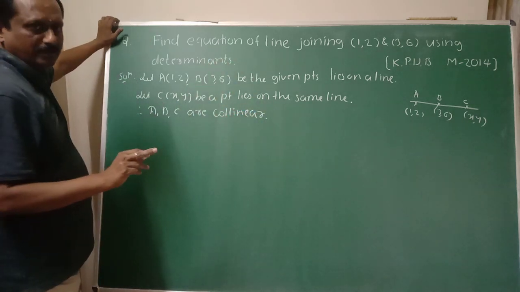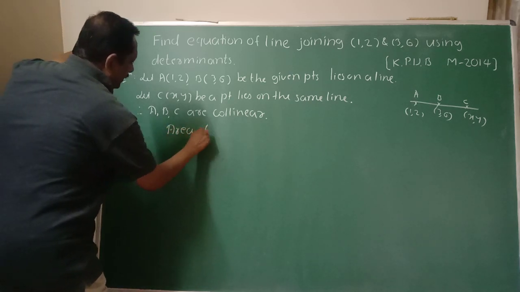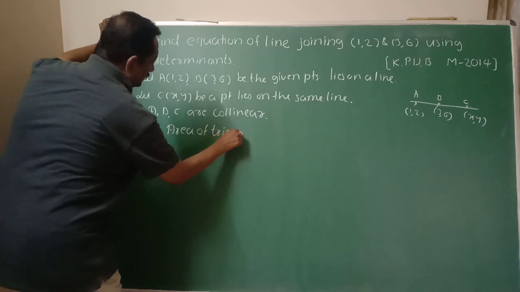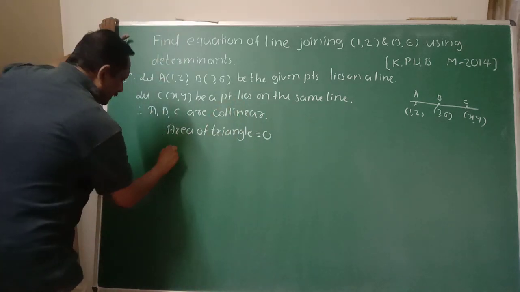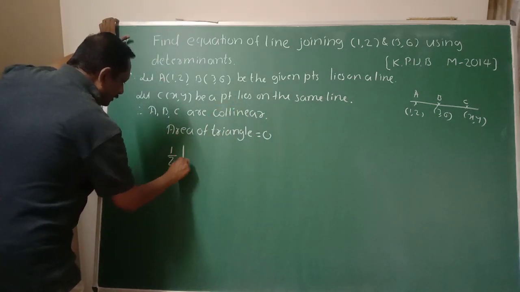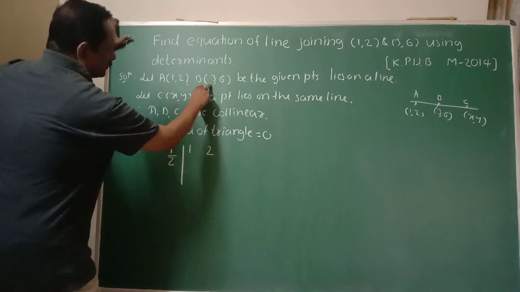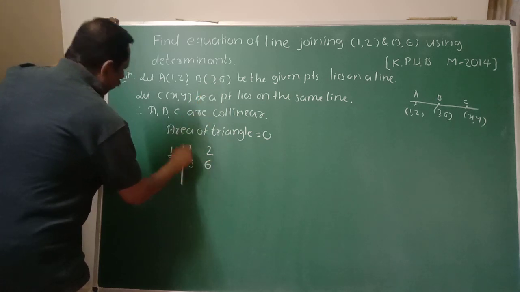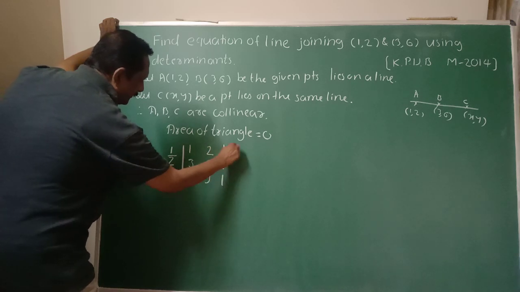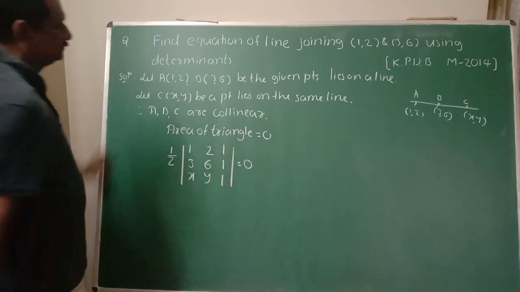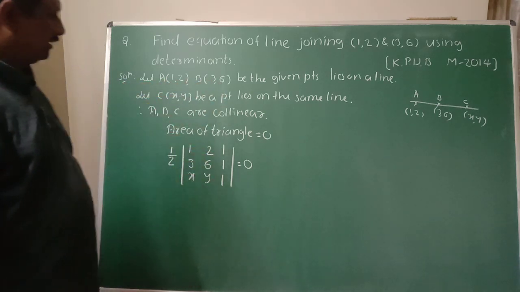If points are collinear, then area of the triangle is 0. Hence, area of triangle is equal to 0. And area of the triangle is given by 1 upon 2, 1 by 2 into determinant here. Right here 1, 2; 3, 6; and x, y. And right here 1, 1 and 1 is equal to 0.